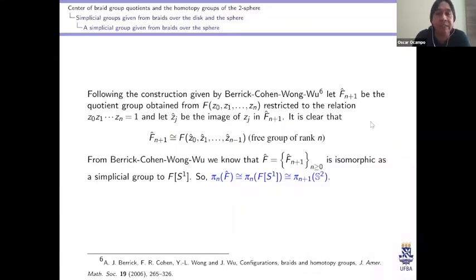that collection of groups is isomorphic in every level to these free groups of rank given in a paper of Berrick, Cohen, Wong and Wu. It is just as I say, adding one generator and taking the total product of elements as a relation. And the important point is that this group F hat is isomorphic as a simplicial group to the Milnor free group construction of the sphere S1. And we have this isomorphism described in blue.